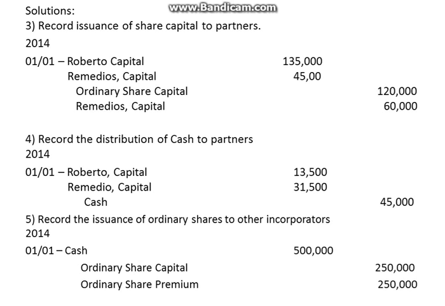Next is to record the distribution of cash to partners. The entry to record such transaction is to debit Roberto Capital and Remedios Capital for 13,500 and 31,500 respectively, and to credit cash for 45,000 pesos. Next is to record the issuance of ordinary shares to other incorporators. The entry to record such transaction is to debit cash for 500,000 and to credit ordinary share capital for 250,000 and ordinary share premium for 250,000 as well.